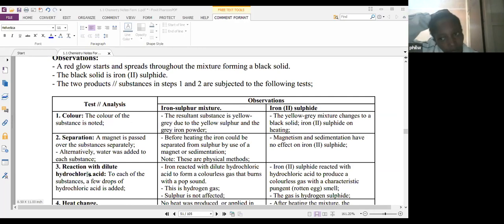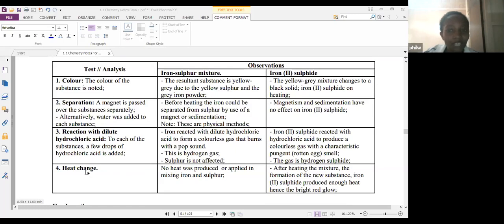Of course, I'll be giving more examples, other substances that will be reacting. And then what happens when the mixture is heated and the compound is heated? So I'd want you to see the differences between a mixture and a compound.